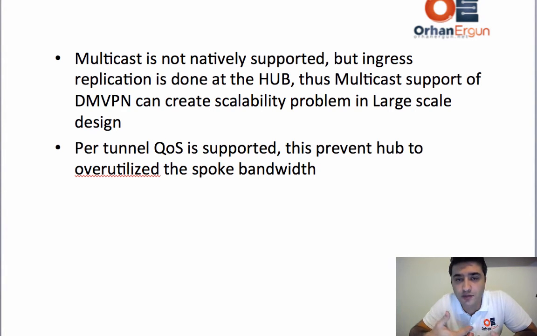So different spokes might have different bandwidths, and the hub needs to basically prevent the overutilization of the spoke uplinks. So that's why per tunnel quality of service is important. The hub should behave differently for the spokes if they have different characteristics, like different link speeds, etc. Right?